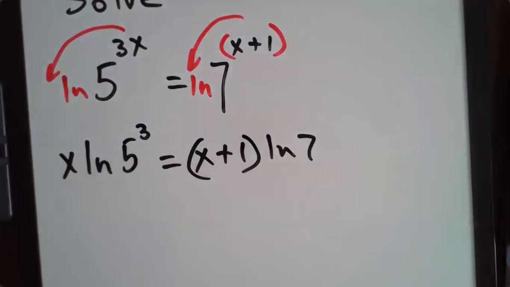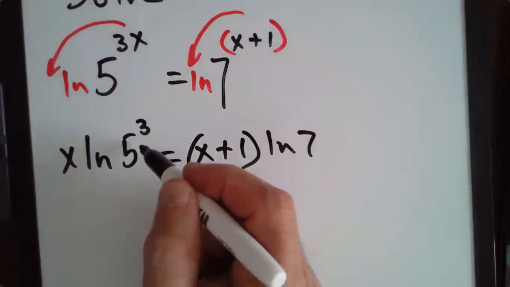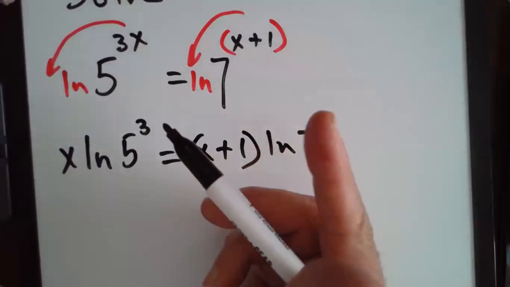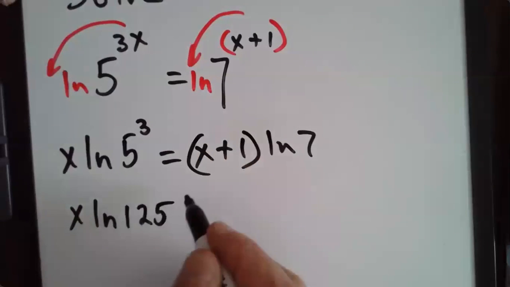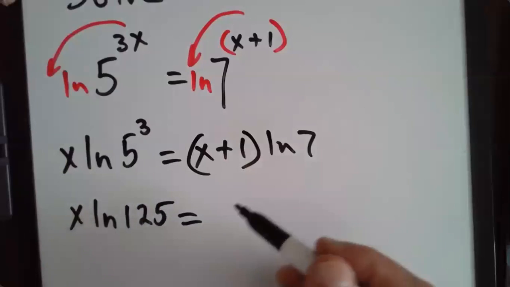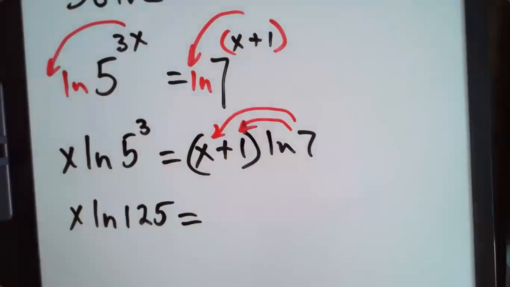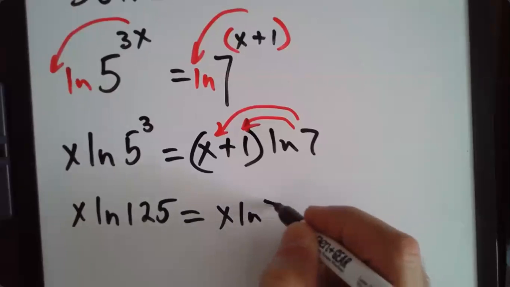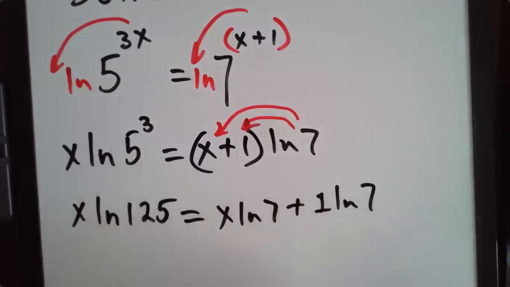Okay, so it's important that you have that in parentheses on the right side, and I'll explain that in a minute. Well, we can find what 5 to the 3rd power is. We can simplify that. 5 times 5 is 25. 25 times 5 is 125, right? So that'll be x natural log of 125, because 5 to the 3rd power is 125. Okay, so here we can distribute natural log 7 to both terms. So this will be x natural log 7 plus 1 times natural log 7 is just natural log 7. So we can just get rid of that 1.